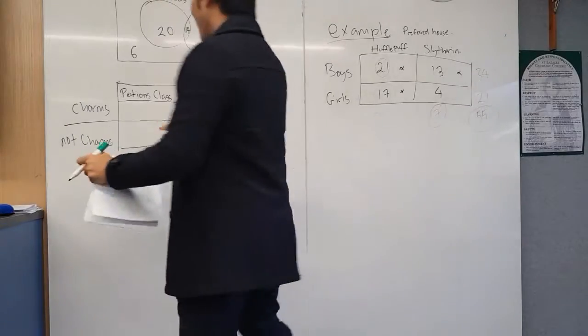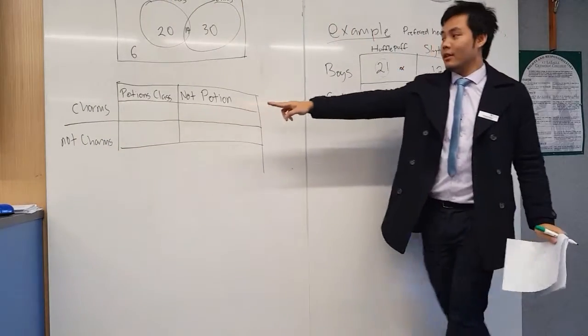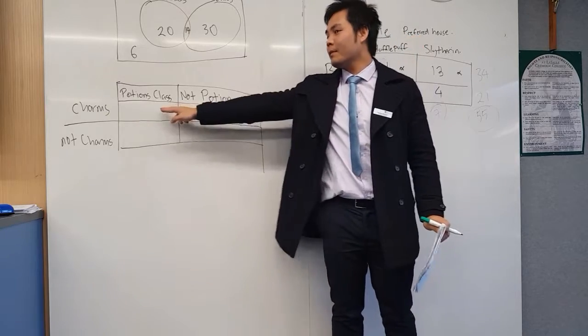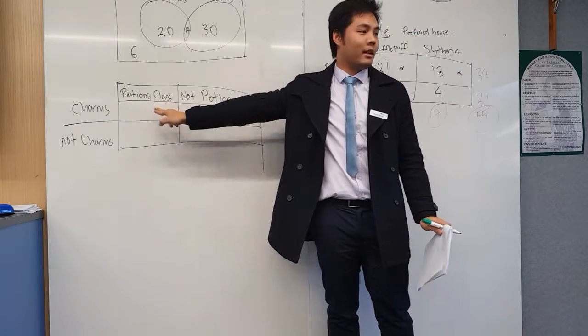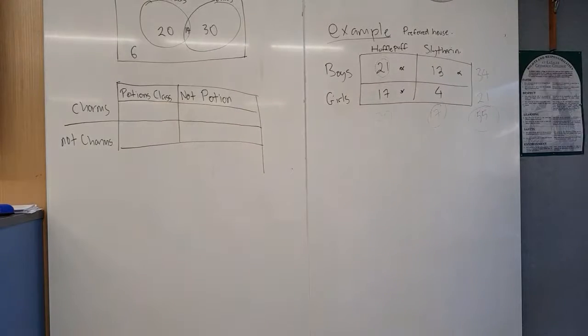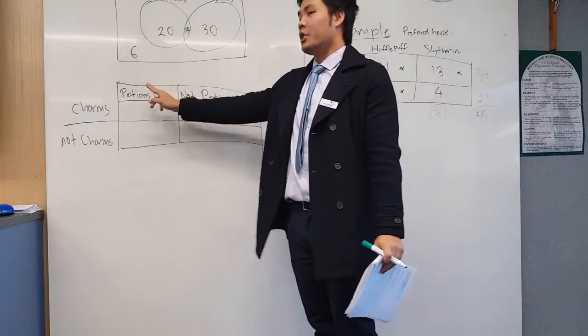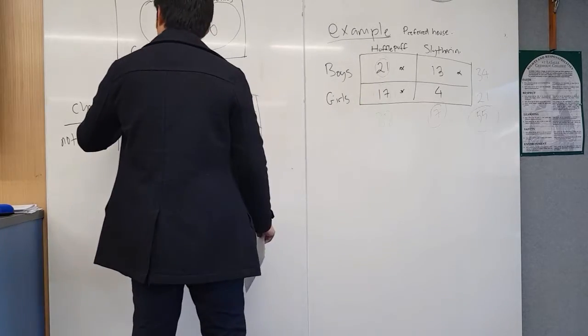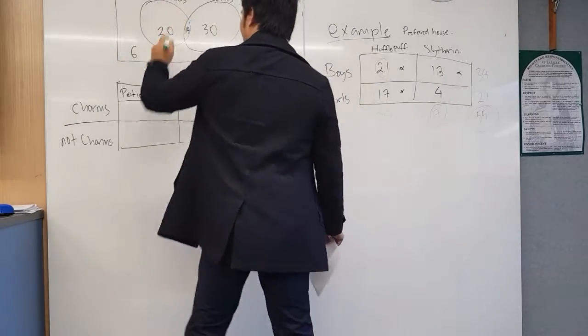Uma, what would this column be? 14. I know the answer might be 14, but what statement would you make with that column? Oh, that they like Potions class and Charms class. So in the first column, they have to like both classes, and that's 14.